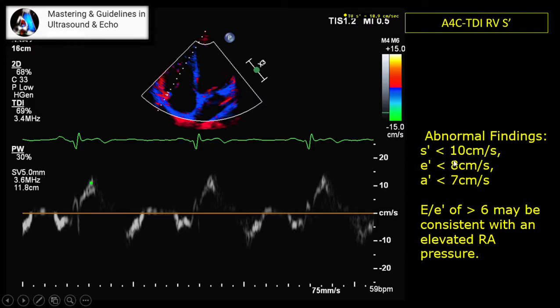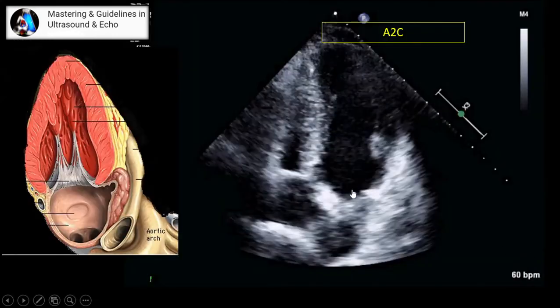If S prime is less than 10, or E prime less than 8, or A prime less than 7, we have abnormal systolic function of the right ventricle, and some kind of diastolic dysfunction. And if E to E prime of the tricuspid valve is more than 6, most probably we will have high right atrial pressure, which we evaluate in a different way, not with tissue Doppler.